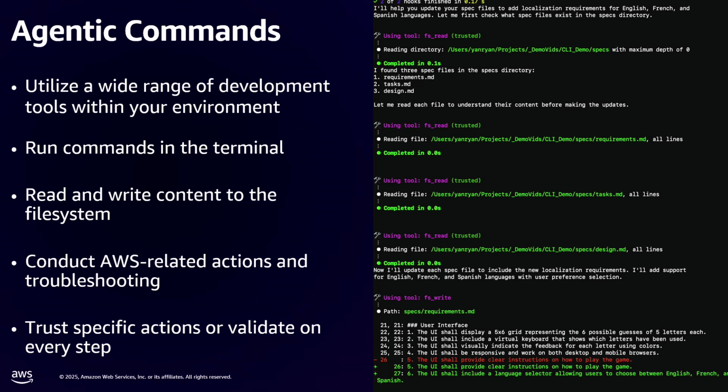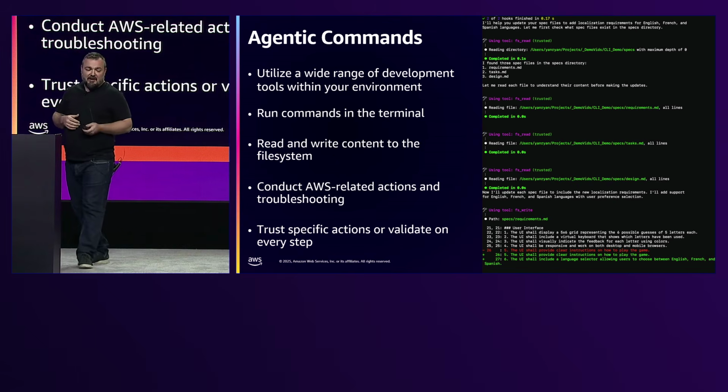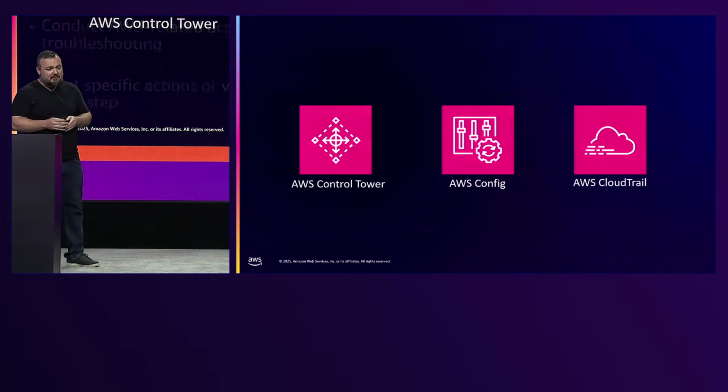So it will basically utilize a wide range of development tools within your environment. It'll run commands for you in the terminal. It can read and write content to the file system. It'll actually conduct troubleshooting and other AWS-related actions. And you can say, you know what, I'm going to trust you on this specific set of actions, or I want to validate every single step you're going to take. So you can basically acknowledge everything it does, or you can say, you know what, I trust you, go nuts. So it's really up to you what you want to do there.